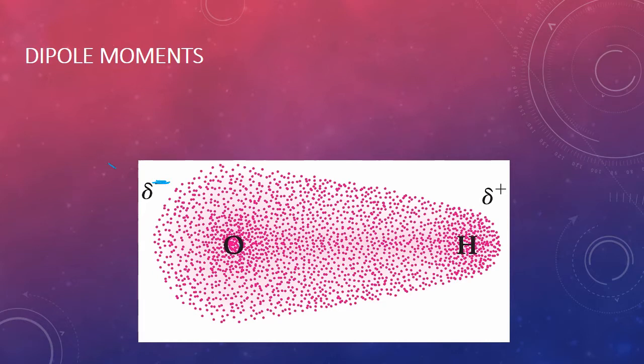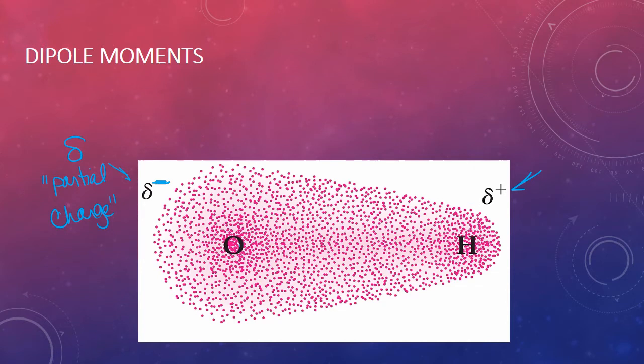And this sign right here is the lowercase Greek letter delta. It's kind of like you draw an 8 but you don't finish it. And it means partial charge. Then this side, of course, would mean a partial charge of positive.